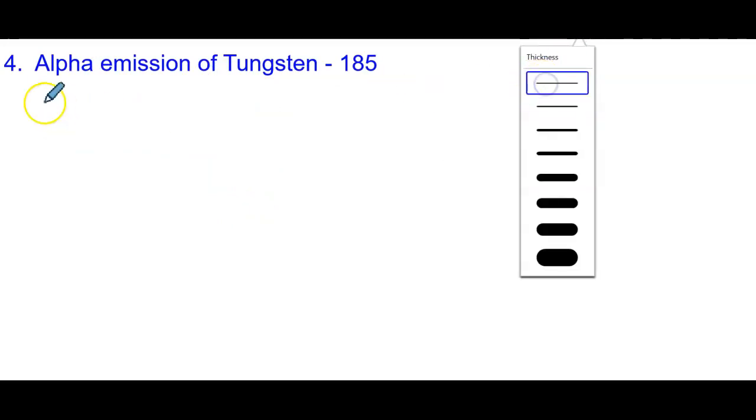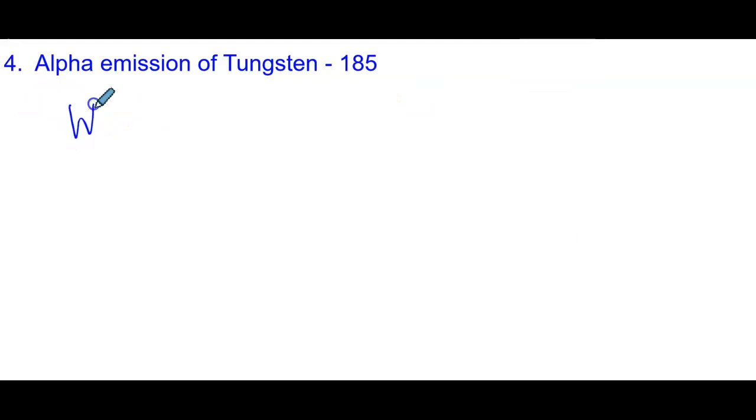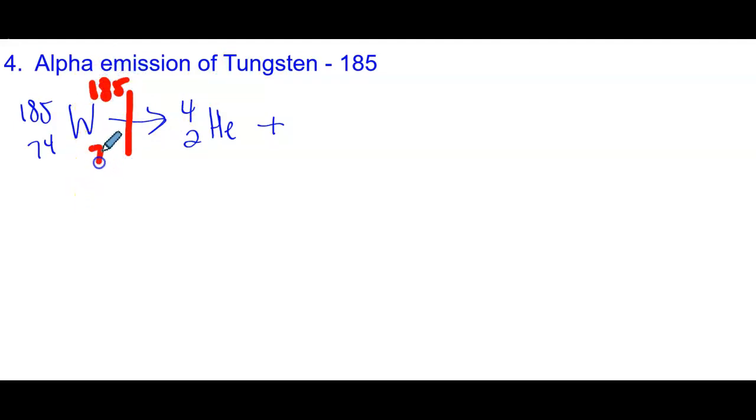So we are going to go to tungsten 185, and tungsten is an atomic number of 74 because I looked it up on the periodic table. It says alpha emission, so it means it emits, gives off an alpha. We know alpha is 4/2 He plus something. We don't know what that something is, so we're going to think about that like this, and we're going to say 185 and 74.